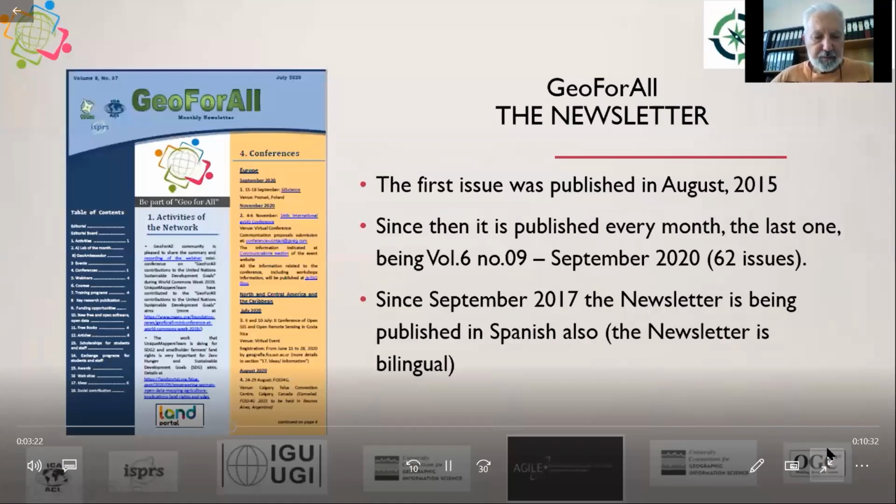The first issue was published in August 2015. Since then, it is published every month, the last one being volume 6, number 9 of September 2020. This includes 62 issues. Since September 2017, the newsletter is being published in Spanish also. The newsletter is bilingual. Now we're about to publish the next issue, the issue of October.